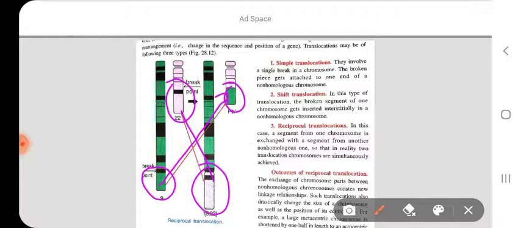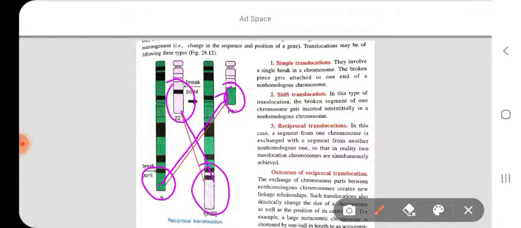Here in translocation there is no addition or loss of genes, right? Only rearrangement of the genes occurs. The location of the gene has been placed to a different locus, to a different site.